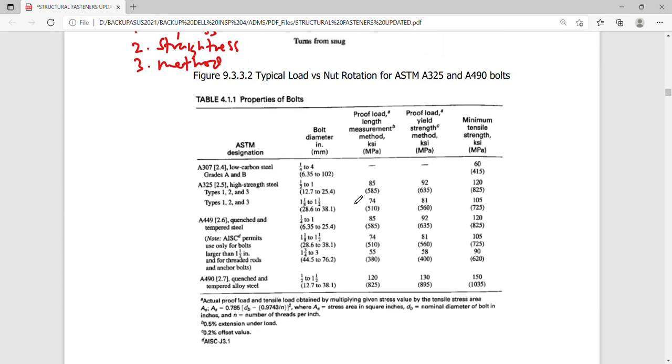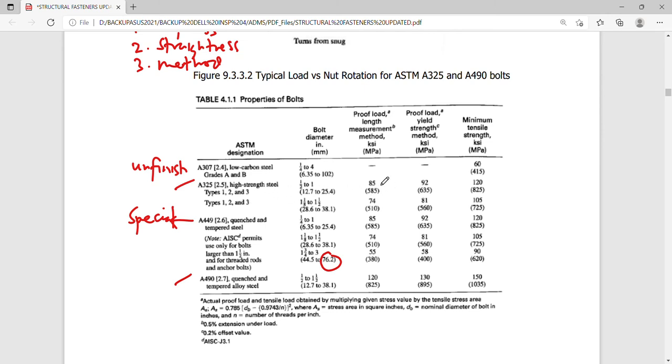So to take a look at what I'm trying to tell you, we are now referring to A325 and A490. These are the two most common, since A307 is made of low carbon steel, which are the unfinished bolts that we use in old structures, while A449 are a special type of bolts used for very, very large diameters, because high strength bolts A325 and A490 are difficult to manufacture using large diameters. This can exceed up to 3 inches diameter.